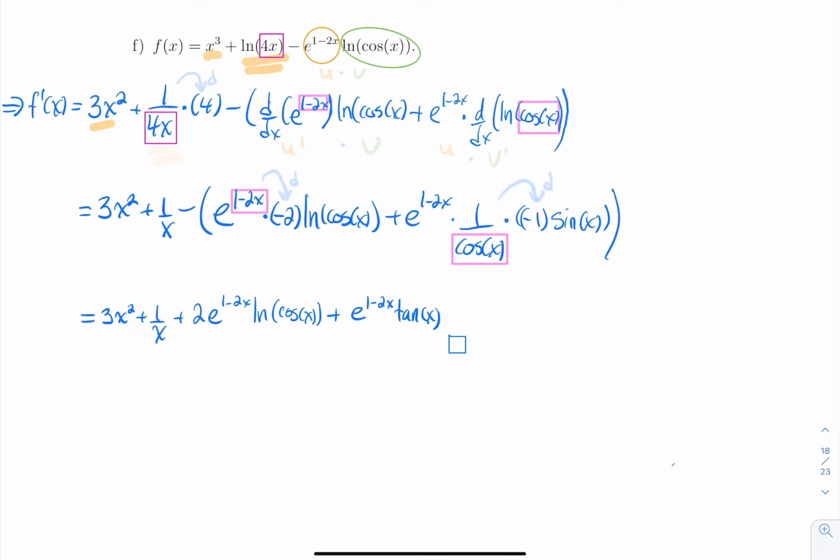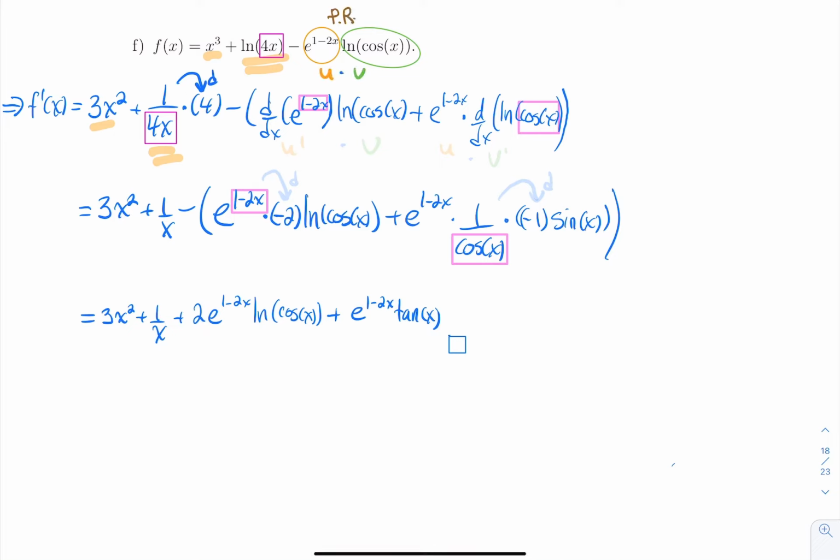Ln of 4x here is ln of something. So you get 1 over that 4x multiplied by the derivative of that 4x. And the derivative of 4x is just going to be 4, sorry. And that will simplify to 1 over x. So 4 over 4x just simplifies to 1 over x. But now for the second one, I have no choice but to use a product rule.